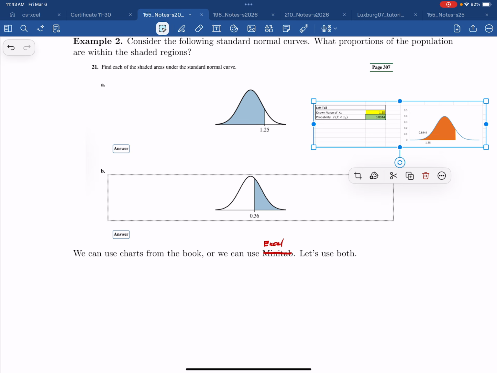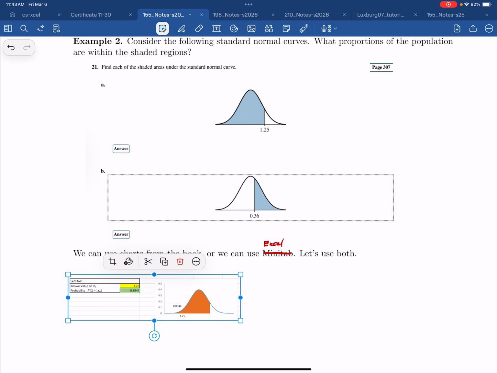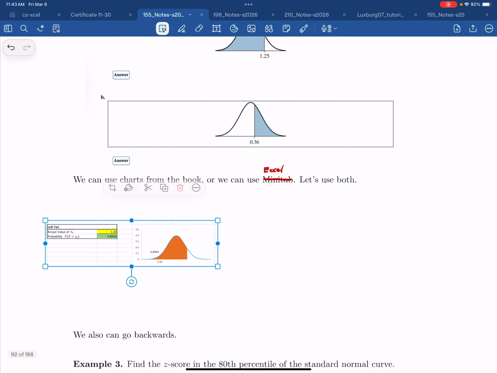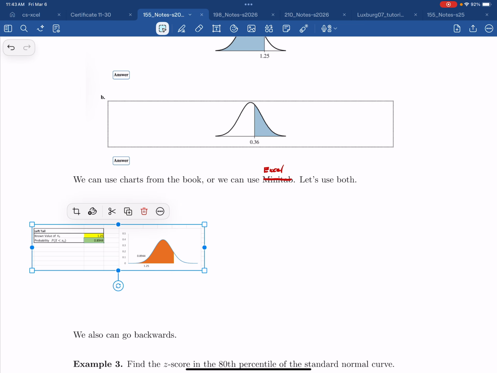All right, you see? So we have that little Excel thing right there. So that answers part A.